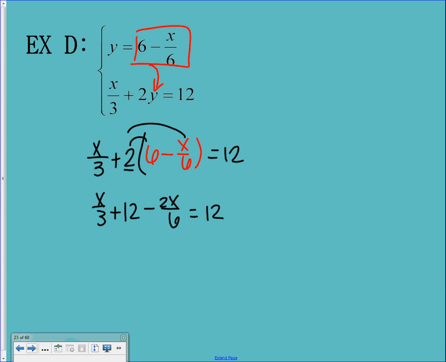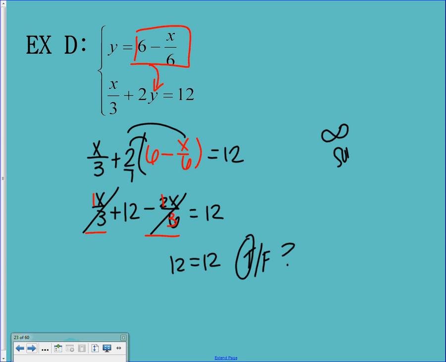Okay, so remember this is just 2 over 1, so when I multiply fractions, I multiply straight across. Well, 2 over 6 happens to be the same thing as 1 over 3. So now I have 1x over 3 minus 1x over 3. So those cancel. So now I have 12 equals 12. Well, this is what I was talking about in the notes earlier. Sometimes our variables cancel, and we're left with a statement. So then the question is, is that true or is that false? Well, 12 does equal 12, so that's true. So that means my answer is infinite solutions.